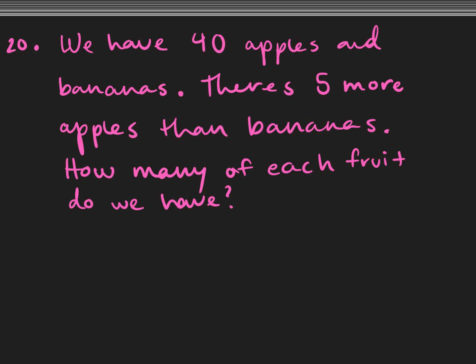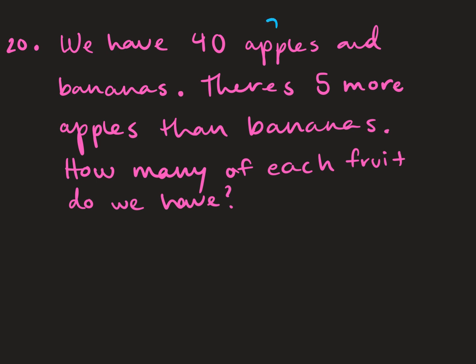There's 5 more apples than bananas. How many of each fruit do we have? So let's come up with an equation. You can do it in your head, but let's come up with an equation. So let's call apples A and we'll call bananas B. So what do you think the first equation I can write would be? If we have 40 total, what is it? A plus B. A plus B is 40. So we have 40 total.